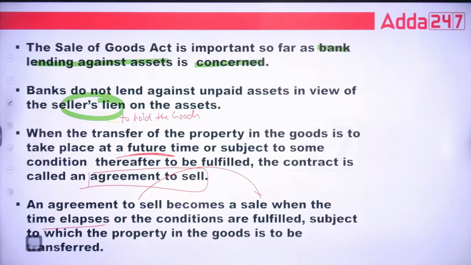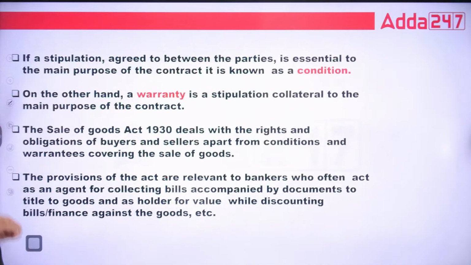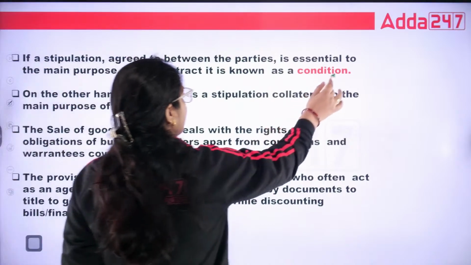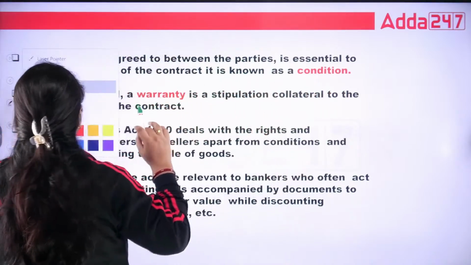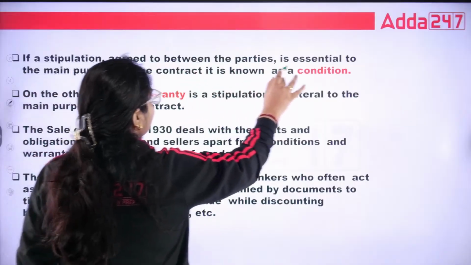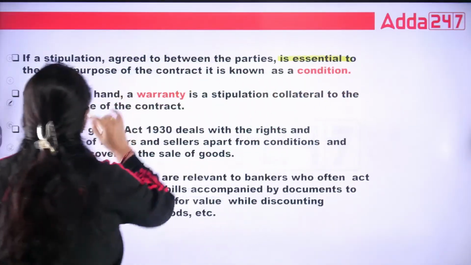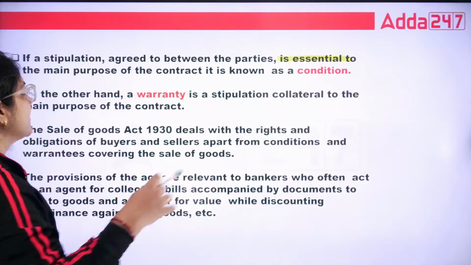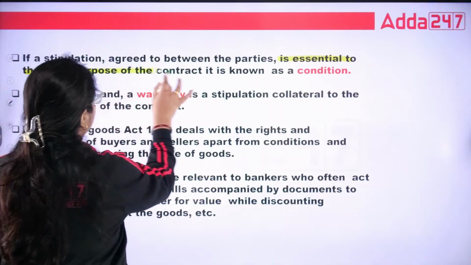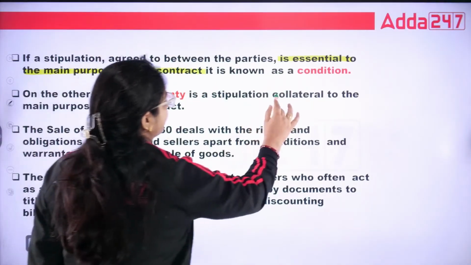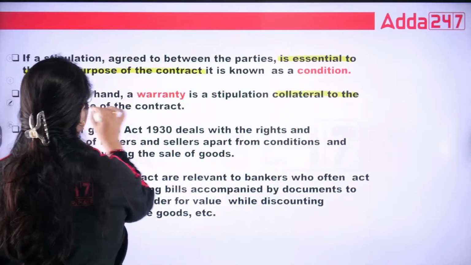Okay, that's cool. Next, this is the definition of condition and warranty that we have already done. What you have to understand is that a condition is a stipulation essential to the main purpose of the contract, while a warranty is collateral to the main purpose of the contract.